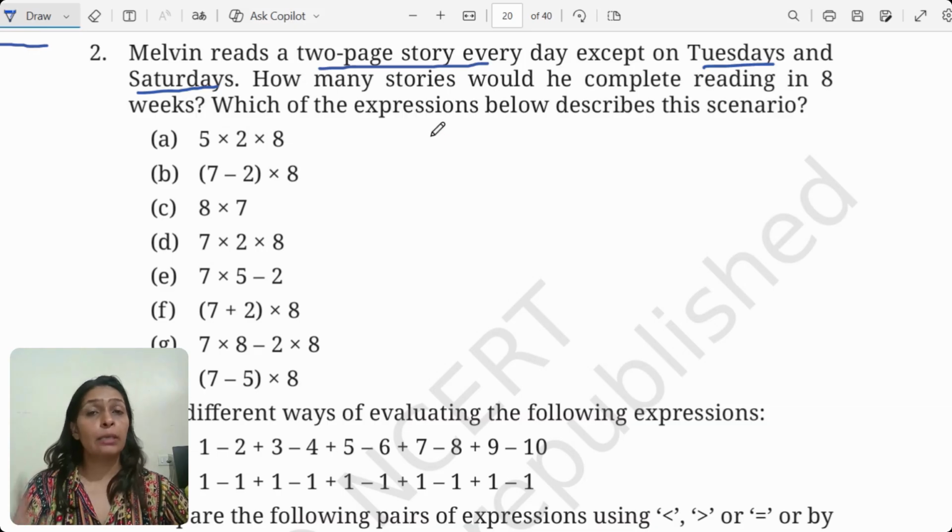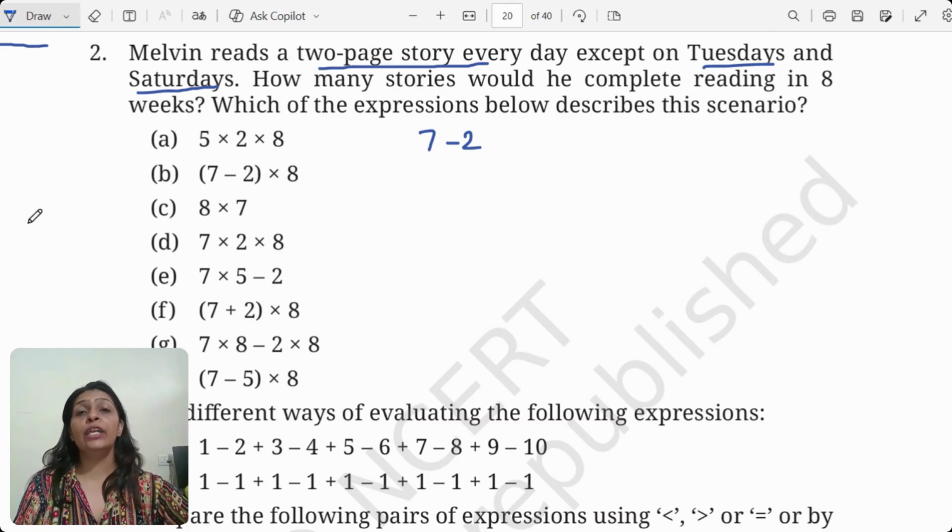Okay. So keep in mind that there are 7 days in a week. But out of those, on 2 days he is not reading. So what will be the answer? How many days is he reading? It is 7 minus 2. Okay. Now you have to tell how many stories he would complete reading in 8 weeks.